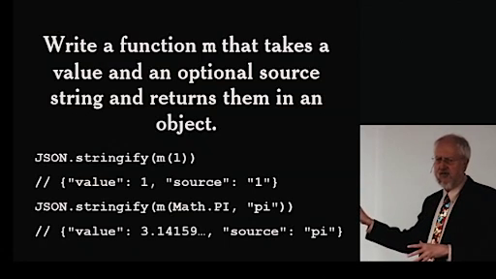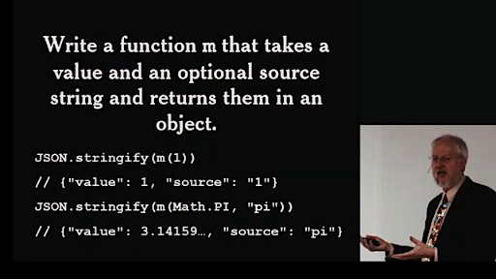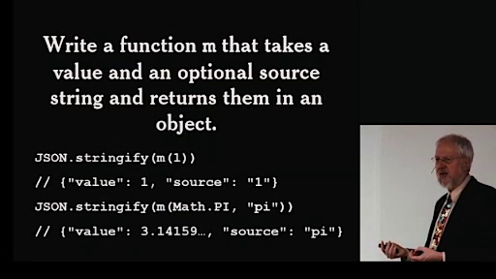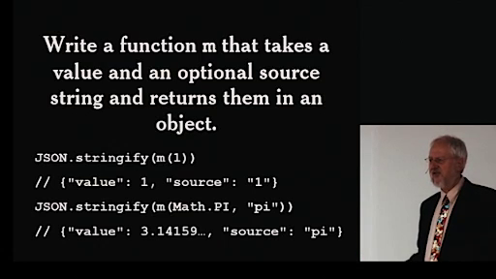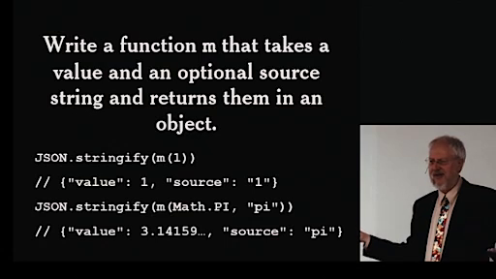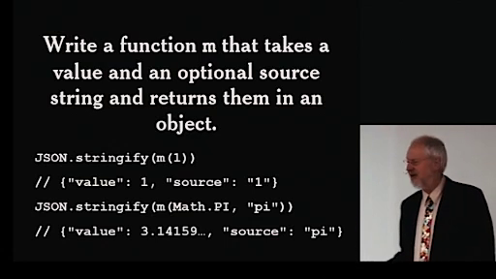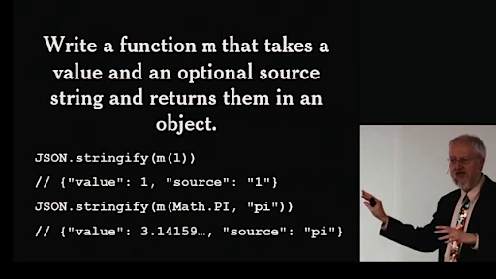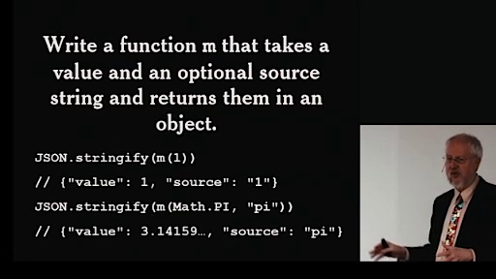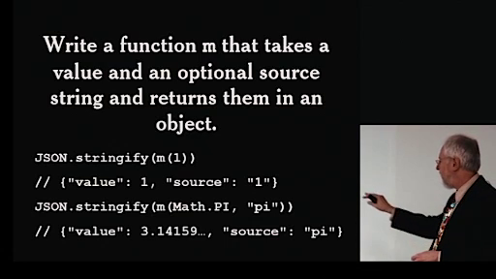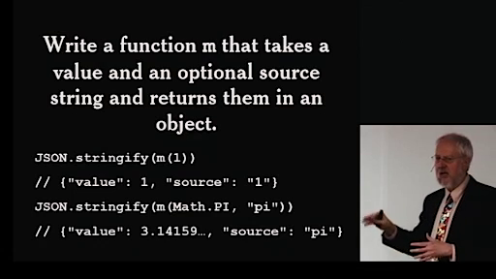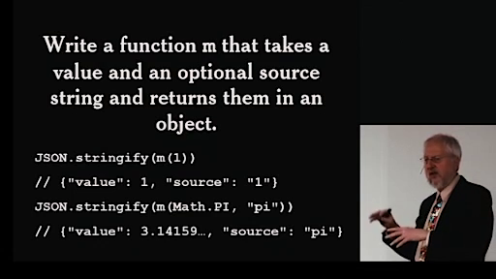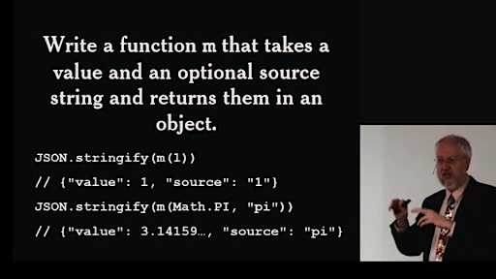using JSON.stringify to make strings of the object, because it turns out object.toString is completely worthless. It doesn't show you anything about what's in the object. It's just not worth it. JSON.stringify, on the other hand, does a fairly good job of showing you what's in the object. So in this case, the stringification of m of 1 is an object where the value is 1 and the source is the string 1.